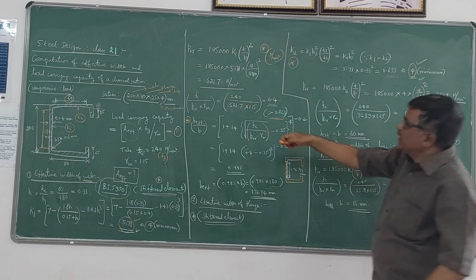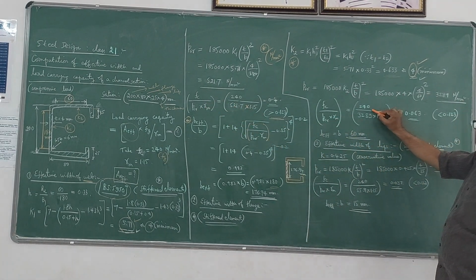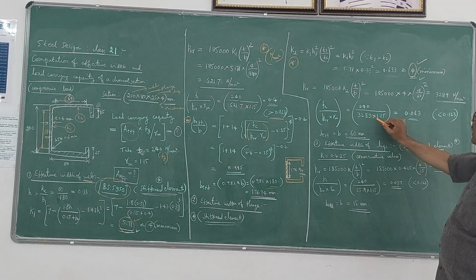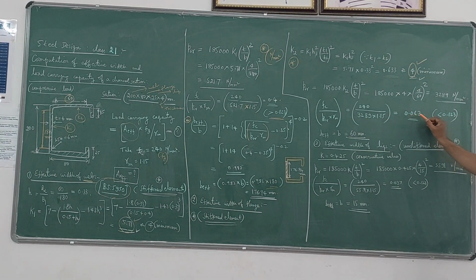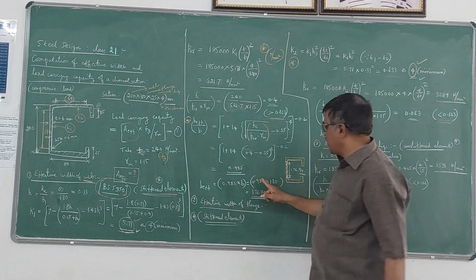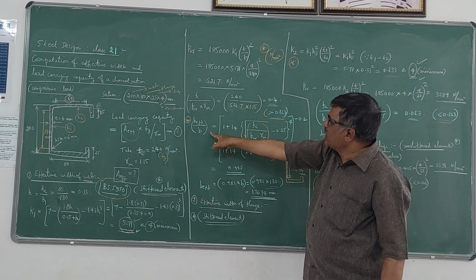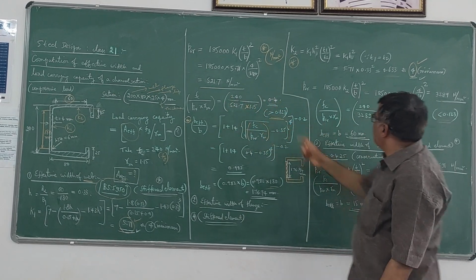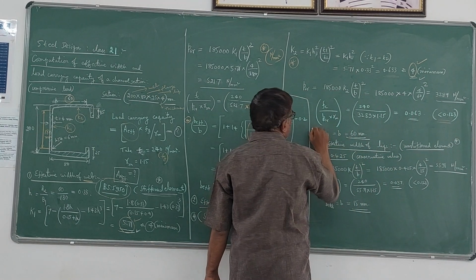Once again take this ratio FC by PCR into gamma m. So FC is 240, PCR is 3289, 1.15 is gamma m. If you simplify, you will get 0.063, please see here, this is less than 0.123. Here it is greater than 0.123. Greater than 0.123, we have to use this formula. If this ratio is less than 0.123, then as per the code, B effective will be equal to B.